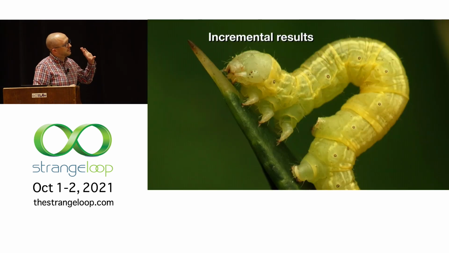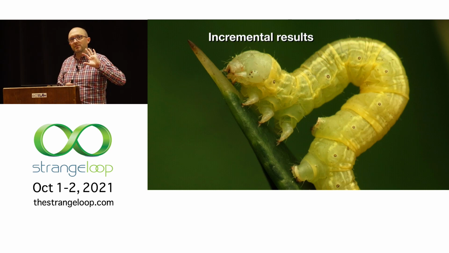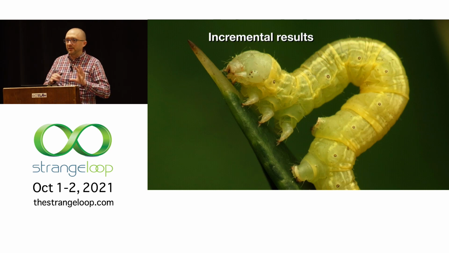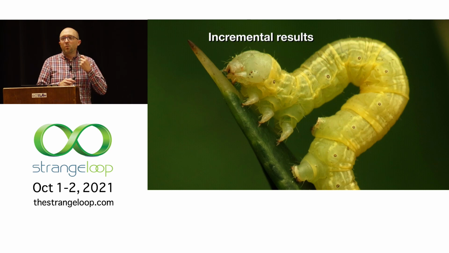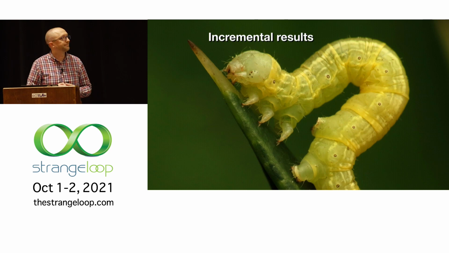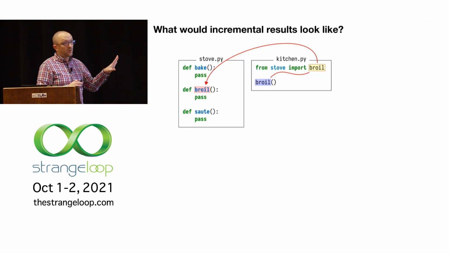So I want to start, in a conceptual way, just in English, to look at this problem a little bit deeper. What would incremental results for code navigation look like? So let's go back to one of our simple examples.